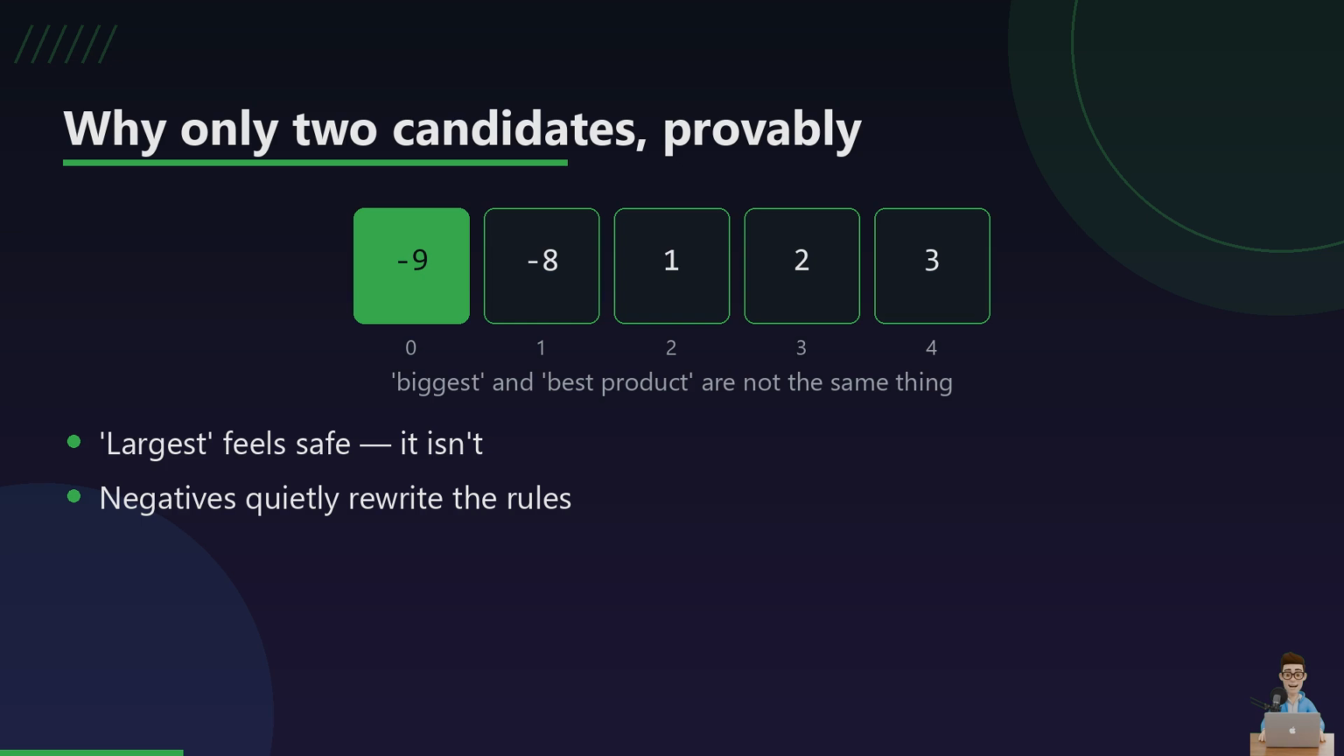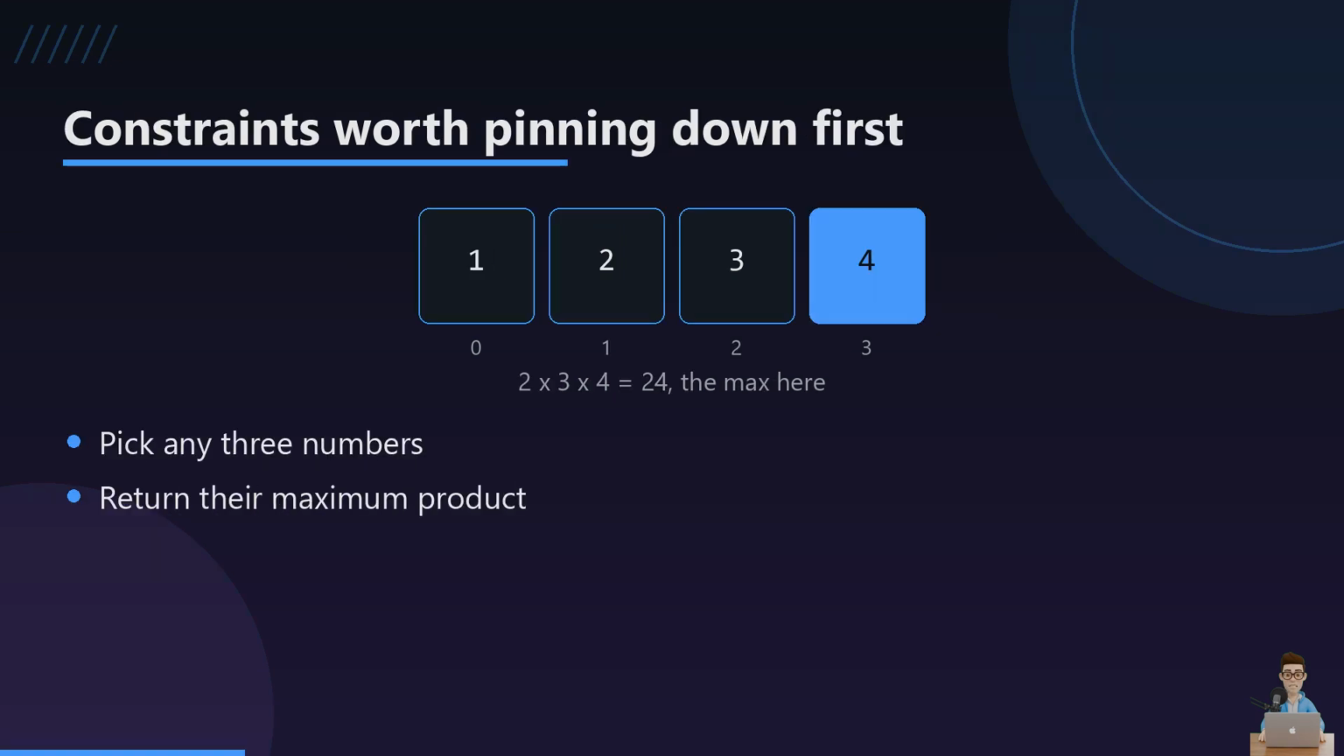No third case survives. Before coding, nail the constraints you'd ask about: exactly 3 elements, at least 3 guaranteed, and value bounds. With values up to 10^3 and n up to 10^4, the max product fits comfortably in 64-bit, so no overflow talk is needed in Python, but flag it for C++ or Java.